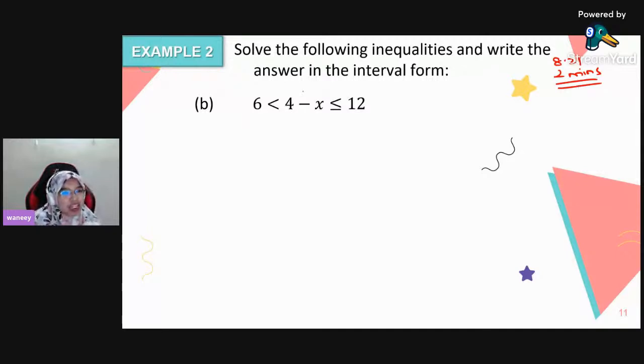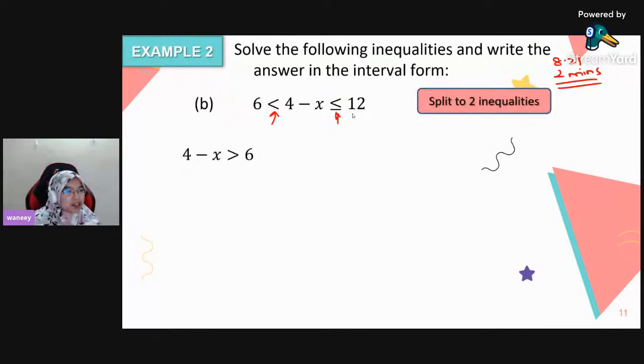Okay, so now let us check our answer then. Do check how many inequalities that you have. Basically, of course, you're going to see you have 2 inequalities. So what happened? Split them to 2. You got 4 minus x greater than 6. Another one is 4 minus x less than or equal to 12. This step over here, make sure you write down the correct inequalities.